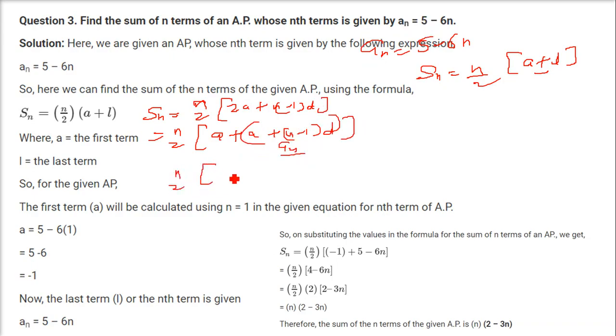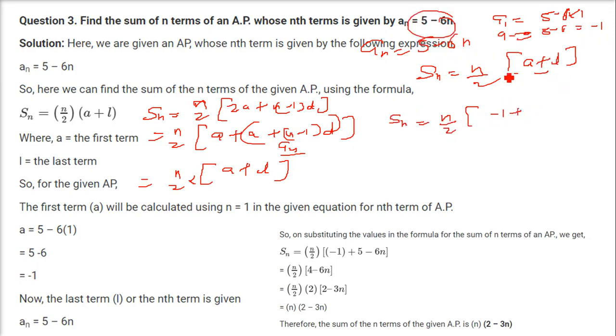So n by 2, a plus l. This is the last term. This is how we do it. So these formulas are exactly the same. But here we have an equal to 5 minus 6n. What is the first term? a1, 5 minus 6 into 1. I am putting 1 in this place. So it is going to be 5 minus 6, it is going to be minus 1. So a is minus 1. In first term, a1 is minus 1. So I'll use it here. Sn will be n by 2, a is minus 1 plus l is what? 5 minus 6n.